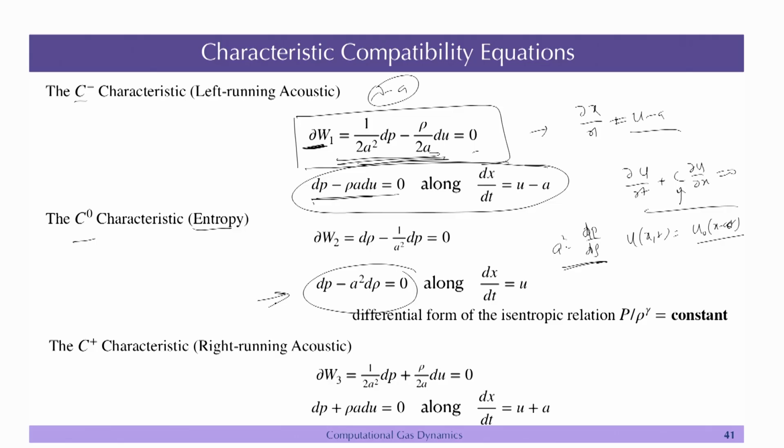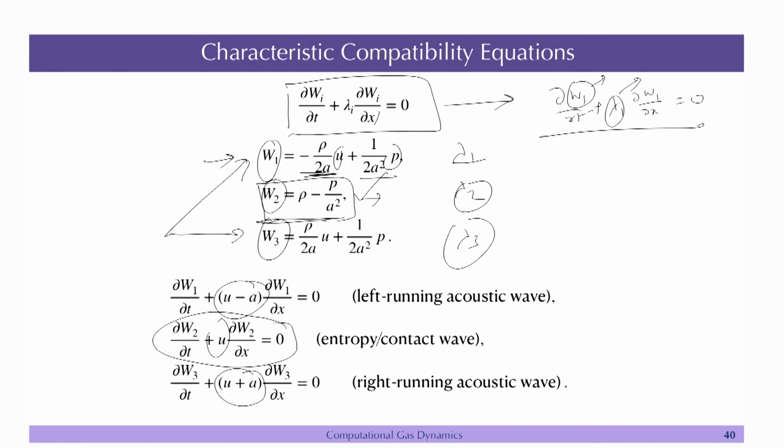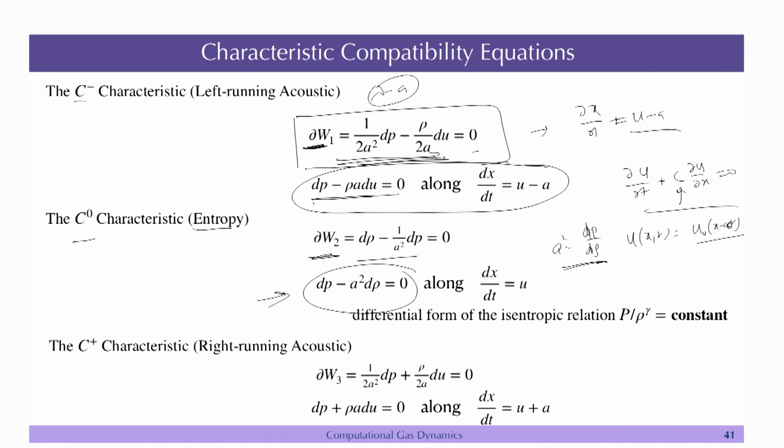So, this is the pure entropy equation. You can take this del w2, del rho minus del p by a square, from here, and that will give you the entropy equation, basically the differential form of the isentropic relation, p by rho to the power gamma equal to constant. And finally, for the right running characteristic acoustic, it is the same thing that we have, now you replace minus with plus, and you will have the third one, which is dp plus rho a du equal to 0 along dx by dt equal to u plus a.